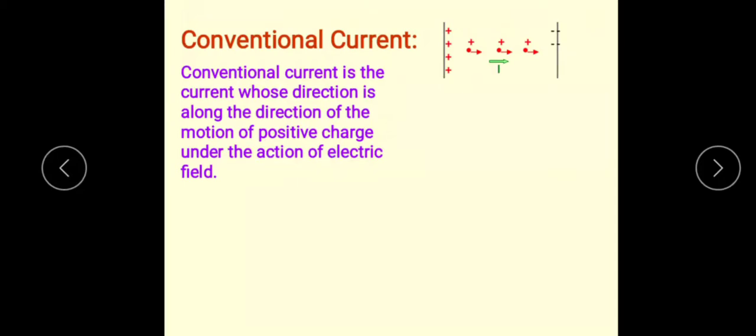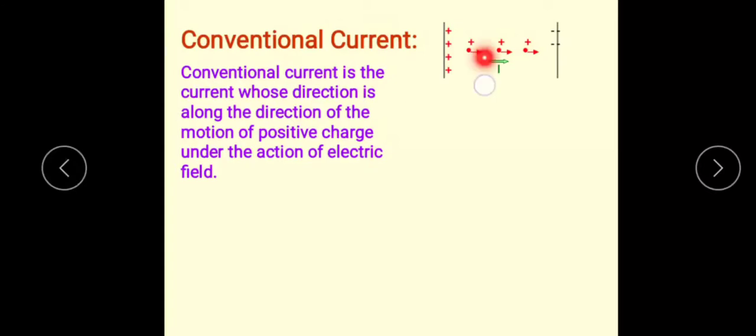Here, we know the general concept: electric current means the flow of electrons or negative charge particles. But this is the concept of conventional current, where the direction of flow of current is along the direction of positive charge. Conventional current is a current whose direction is along the direction of the motion of positive charge under the action of electric field.